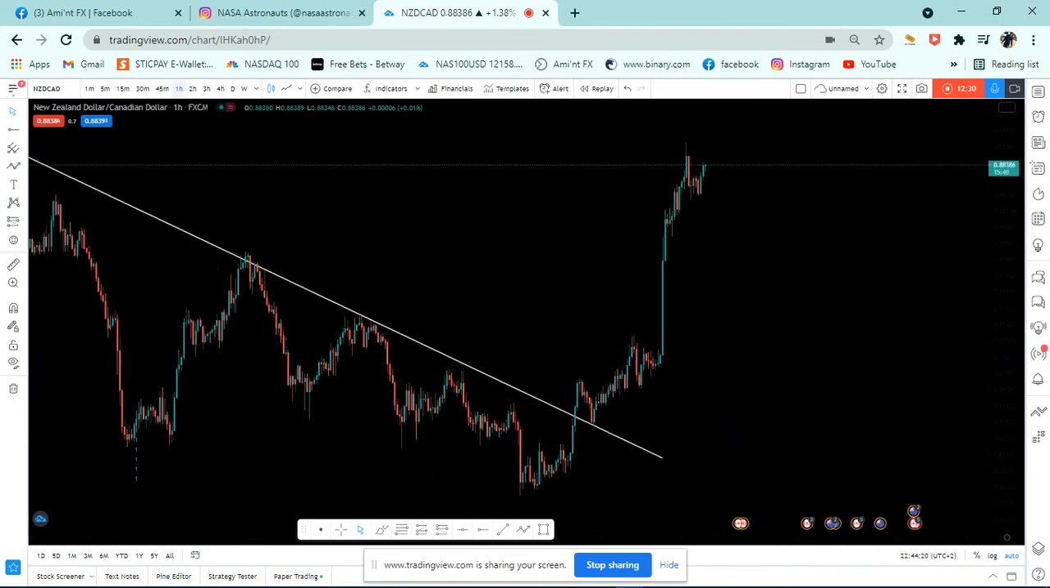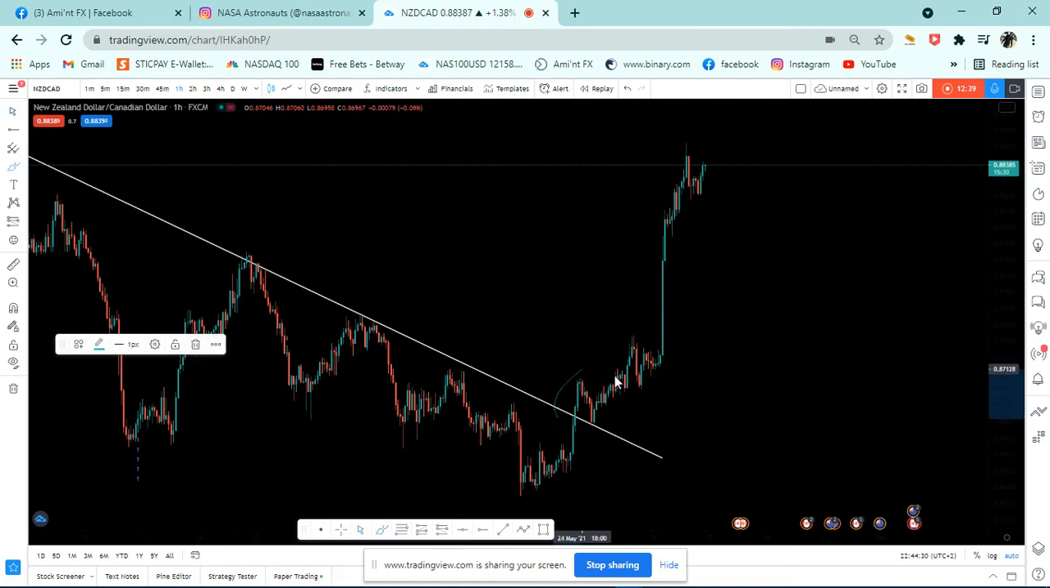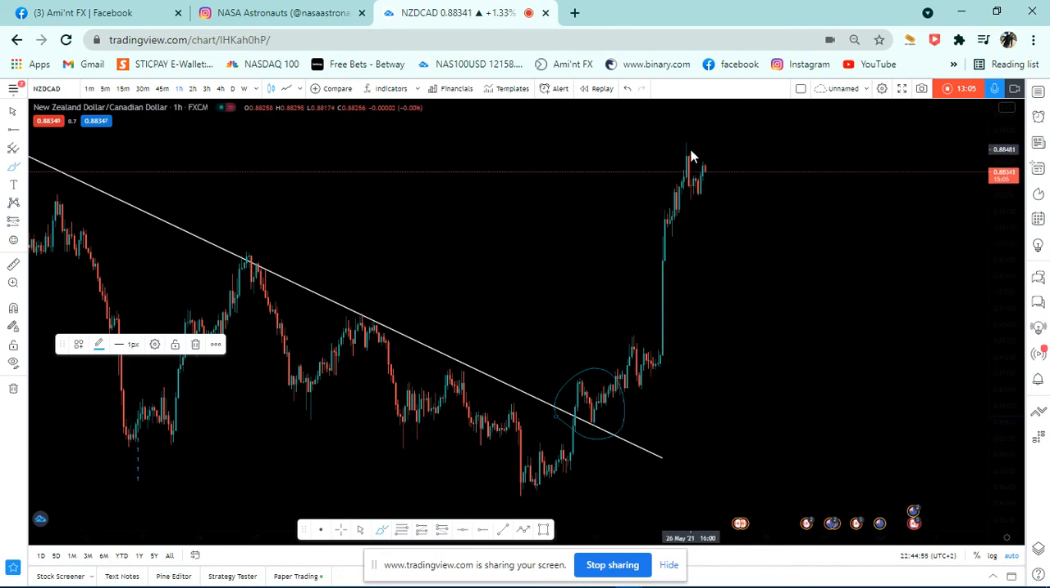You see how the retest here formed. The retest was very much clear. You see, the market was going down, forming a series of higher lows, higher lows, higher low. Then what did you see? There was a break of structure. After that break of structure, you see that there's that retest. Then the market went all the way up.